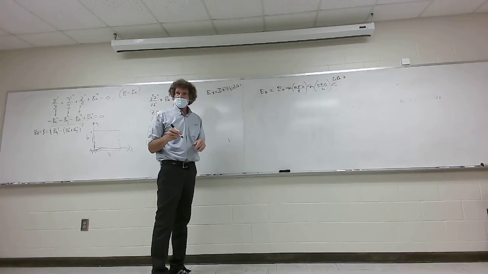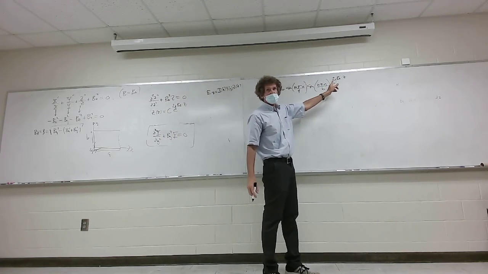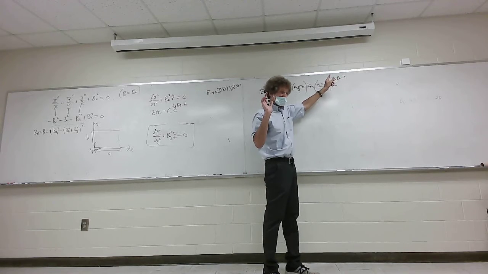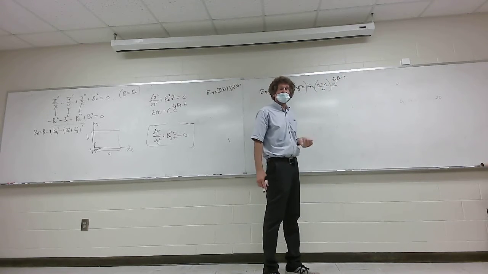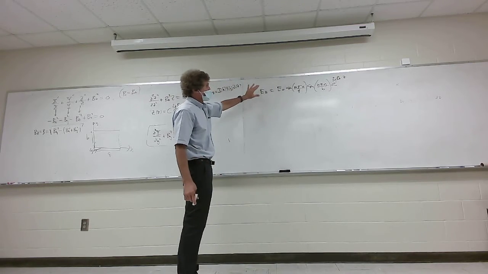Do y'all follow me? Now, this dictates if it's a positive or negative going wave. If it's minus j beta z times z, then it's positive going. If it's plus j beta z times z, then it's negative going. Now remember that from before, class? I don't want to spend time on that. So that's the general form of the solution.